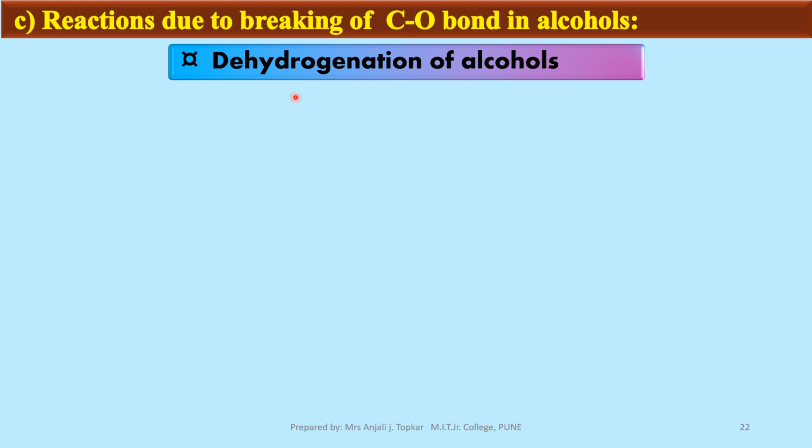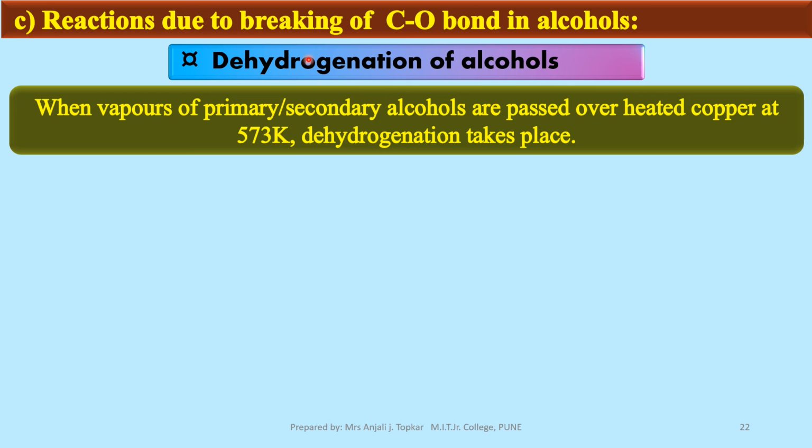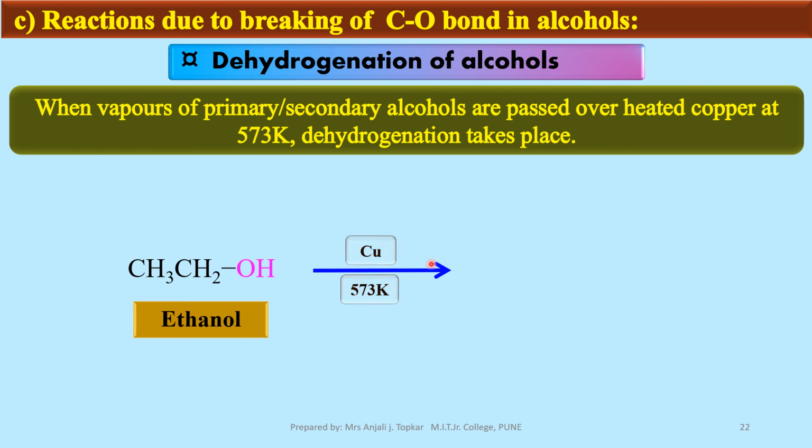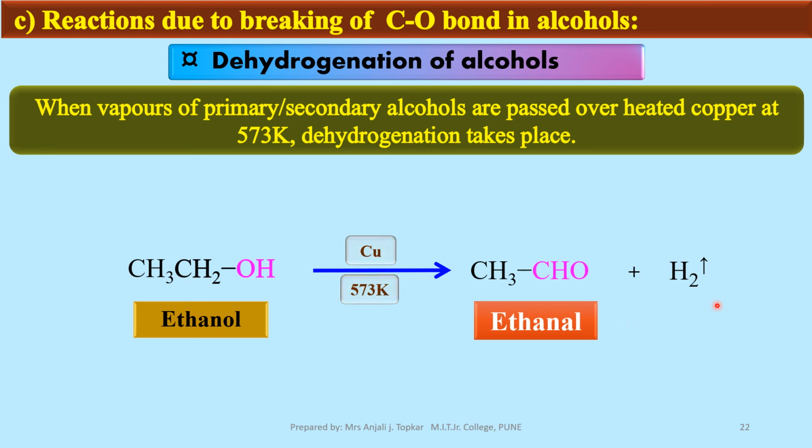Let's talk about dehydrogenation of alcohols. Under the topic, reaction due to breaking of CO bond in alcohols. When vapors of primary or secondary alcohols are passed over heated copper at 573 Kelvin, dehydrogenation takes place. Here, ethanol is a primary alcohol. When it is passed over heated copper at 573 Kelvin, it forms an aldehyde, that is ethanal, and hydrogen is removed. Dehydrogenation is taking place.